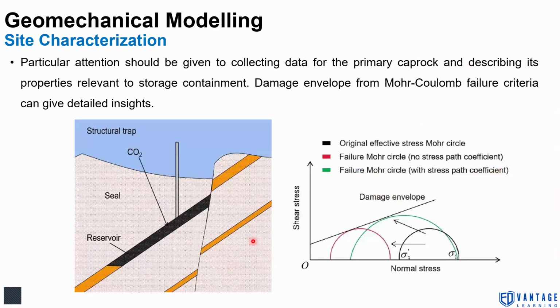So site characterization is important, as we need to give particular attention to collecting data for the primary cap rock and describing its properties relevant to storage containment. Containment is a matter of concern. Also, we always need to look at the damage envelope for the Mohr-Coulomb failure criteria, which can give detailed insights. Right? Even though we inject CO2 in a subcritical state, will the formation have any negative effect based on the Mohr-Coulomb failure criteria? We should always stay within the damage envelope. We should not exceed the stresses above the damage envelope, right?